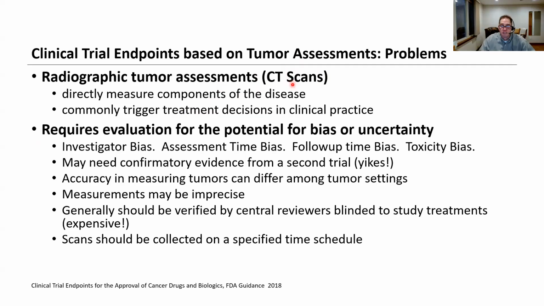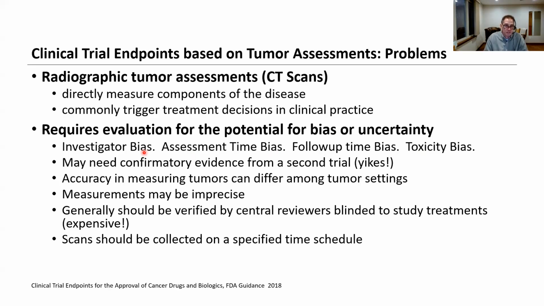So from measuring from a CT scan, you introduce the potential for bias and uncertainty, right? So several types of bias: investigator bias, assessment time bias, follow-up time bias, and toxicity bias, right? Investigator bias is the investigator has an opinion about one of the arms on your drug, say it's the experimental arm, and so they may tend to overstate or understate the measurements of their tumors, right?